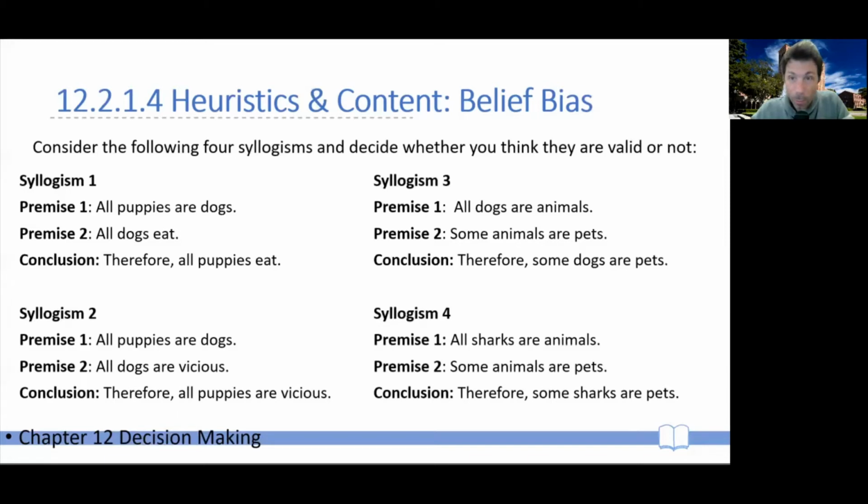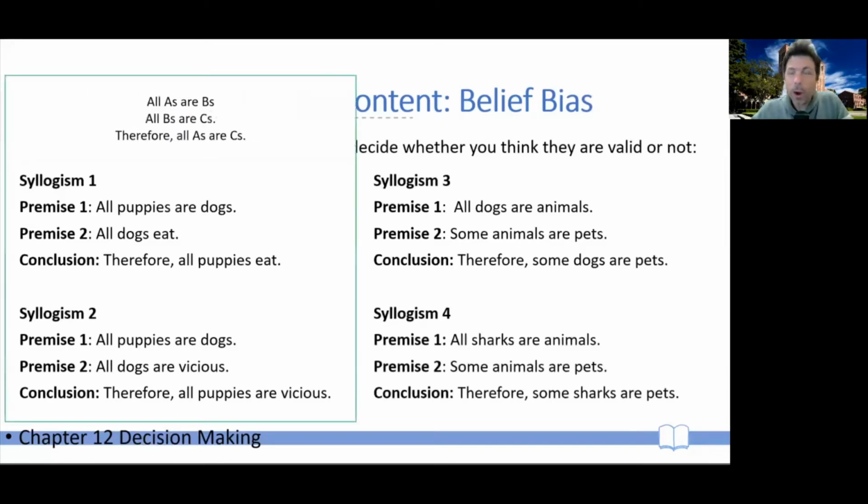Take the two syllogisms to the left. What you might have noticed, 1 and 2, is that they actually have the exact same logical structure. These two syllogisms are identical. They both are in the form all A's are B's, all B's are C's, therefore all A's are C's. And this is a valid deduction. However, it is possible that whereas you thought that syllogism number 1 was valid, you might have been tempted to think that syllogism number 2 was invalid.